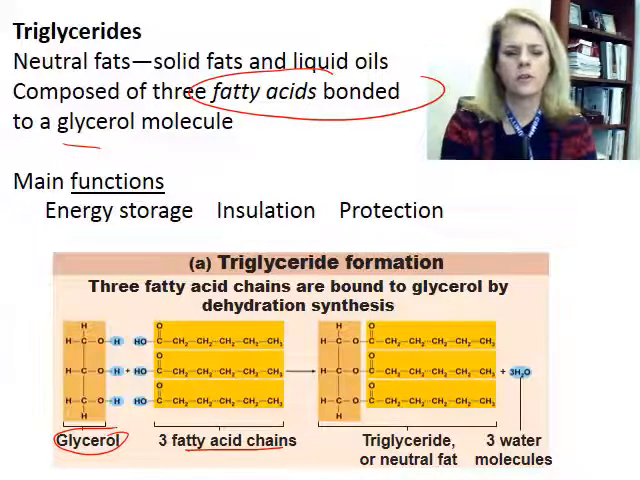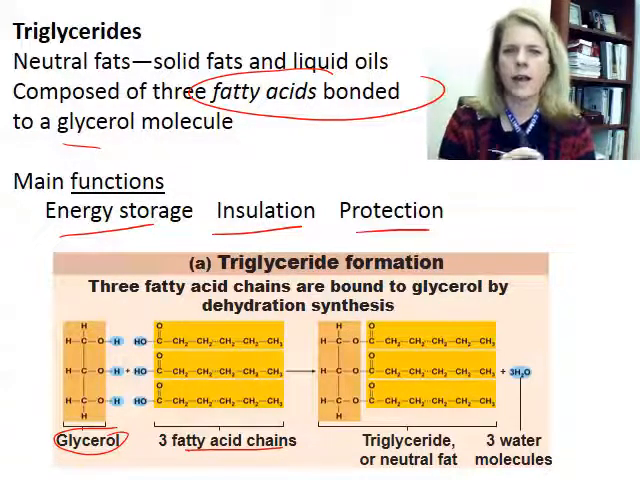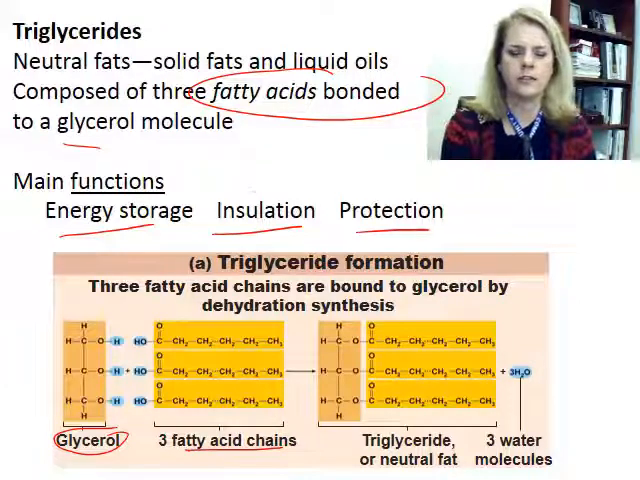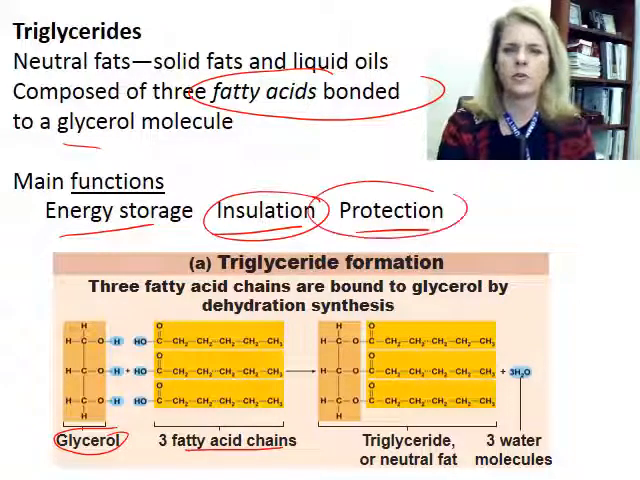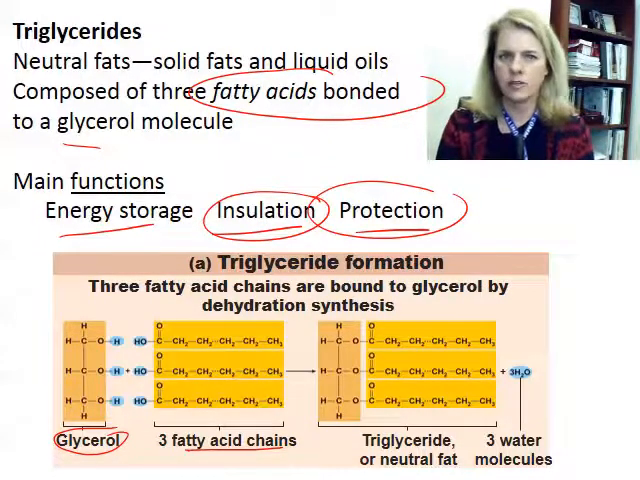And these are important because we use those for energy storage. We use them for insulation and protection. So if you think about adipose tissue, which is the fat tissue on your body, it's mostly made up of triglycerides, which is how you can use it to insulate your body and to protect your organs. Fat acts as a cushion. And it's a way that we can store energy. So if we are in a time of famine and we don't have any sugars and we don't have any food, we can start to pull from our fat reserves and turn that into energy that we can use.